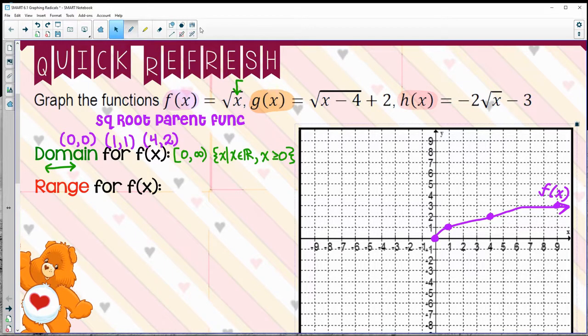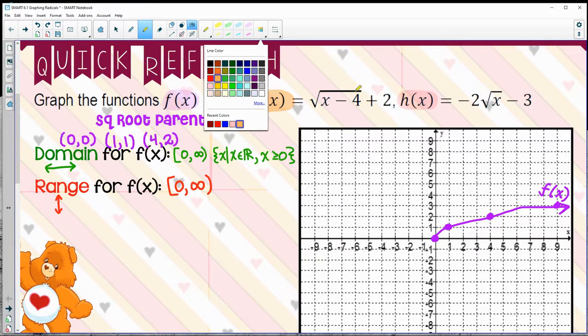Range, bottom to top. Well, I can see that I plugged in and I didn't get any negative y values. I really just got positive y values and I got 0. So it looks like the range almost matches the domain. Bracket 0 towards infinity.